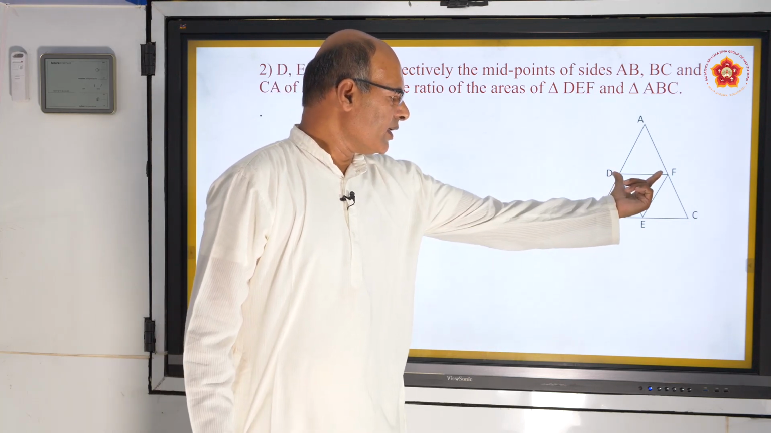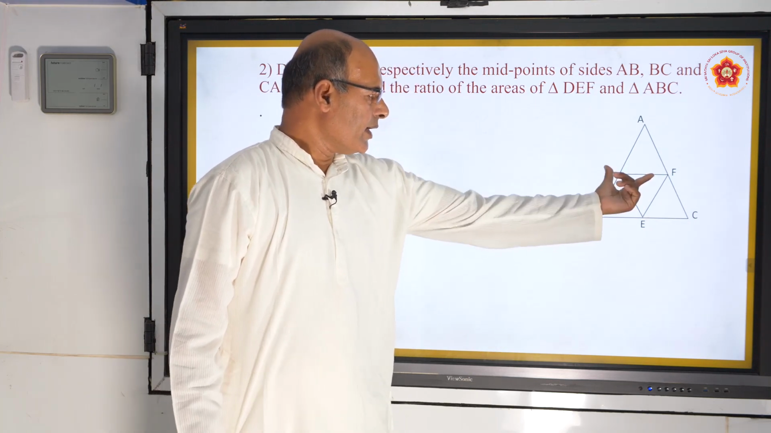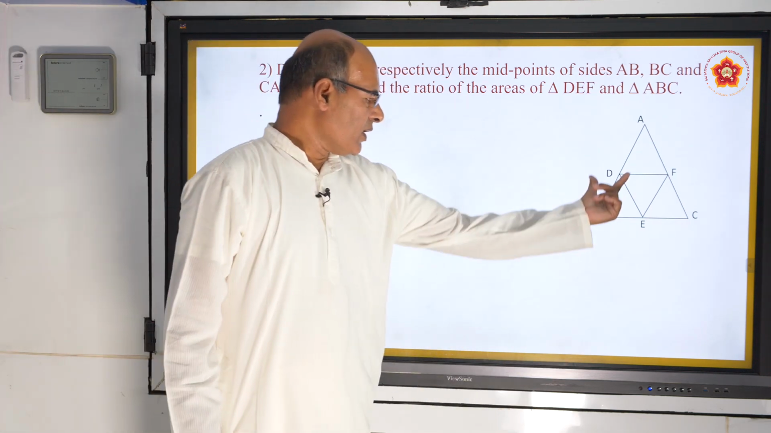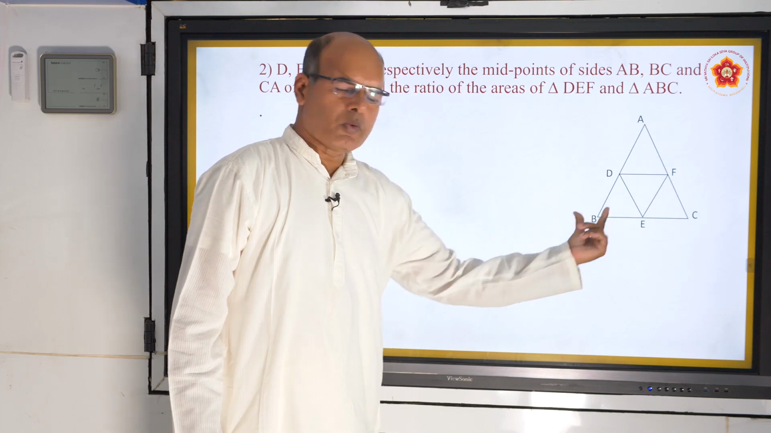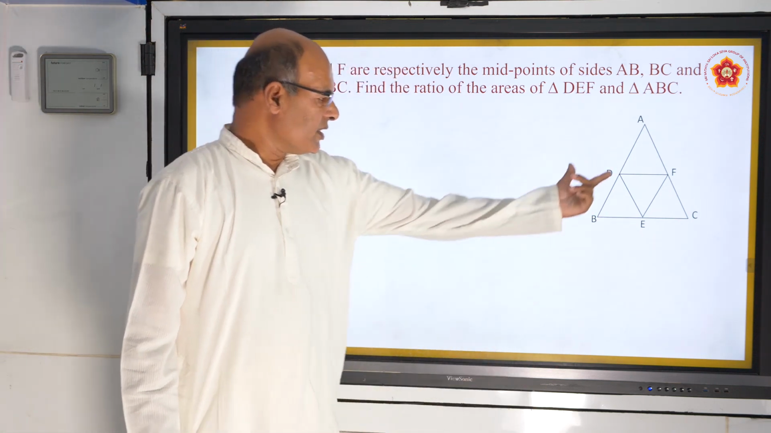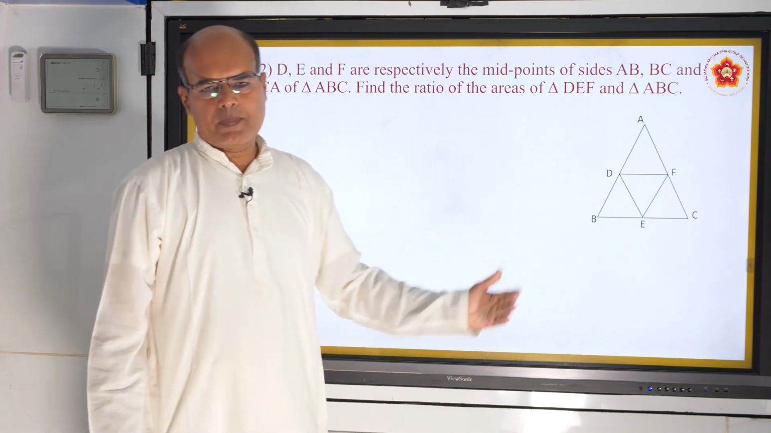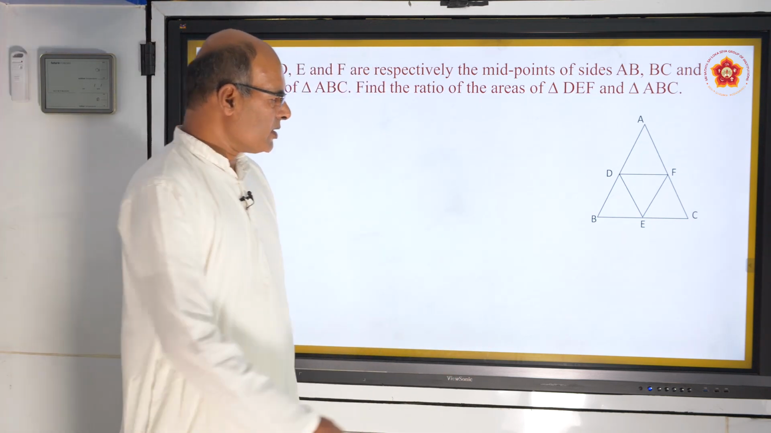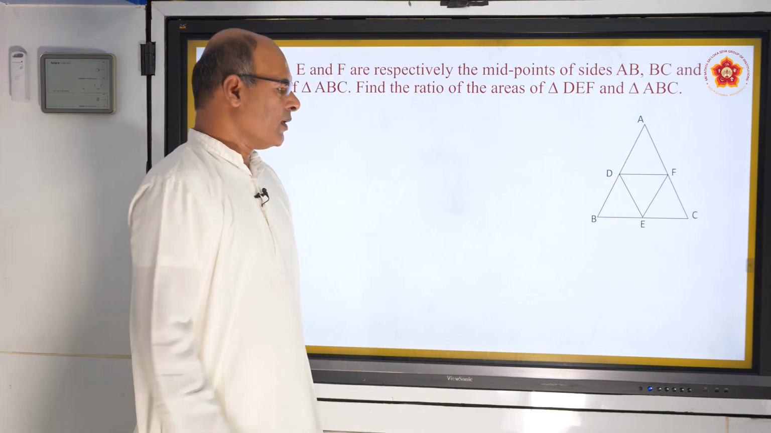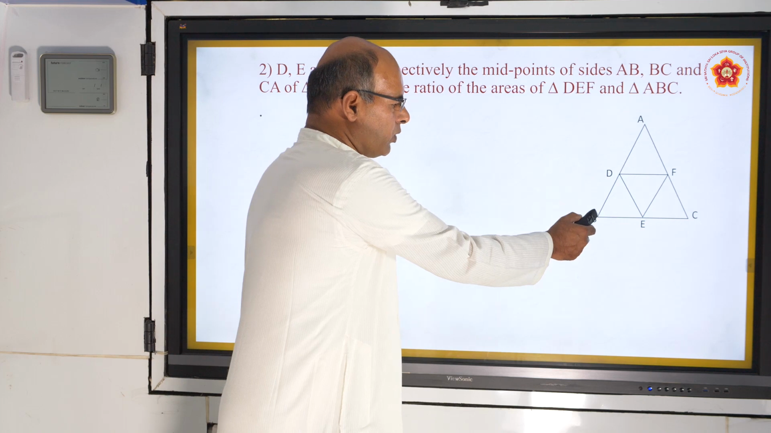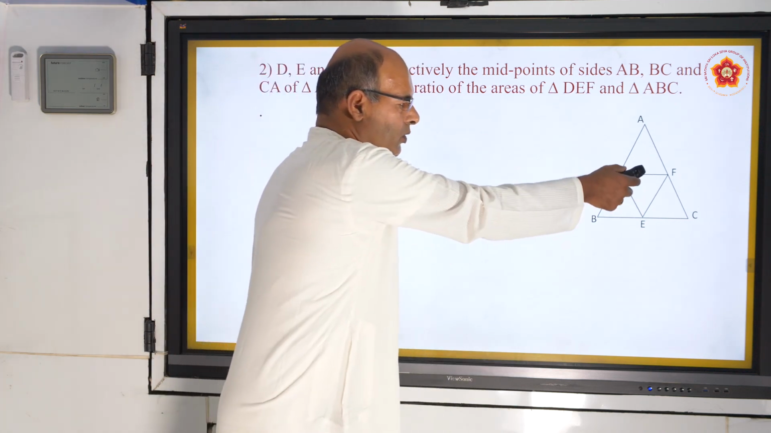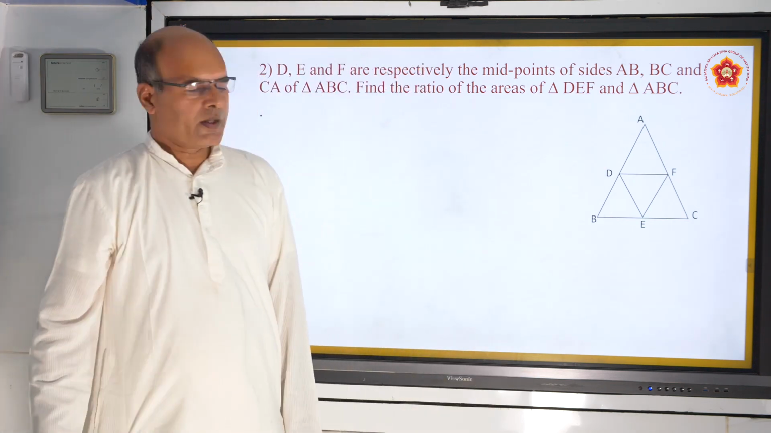I will take DF. DF is parallel to BC and DF is half of BC. Or DF is parallel to BE and DF is equal to BE because E is the midpoint here. That means DF and BE, they are equal and parallel. That means BEFD is a parallelogram. The opposite angles of a parallelogram are equal. Angle B is equal to angle F here. Angle B of the big triangle is equal to angle F of the small triangle.